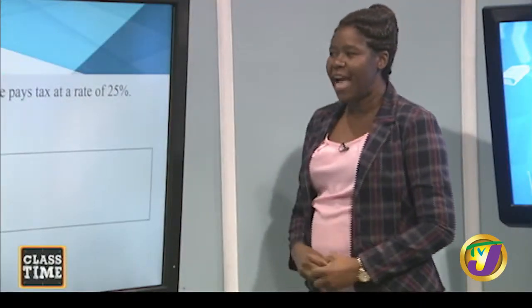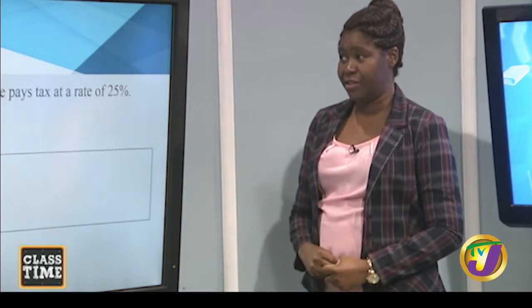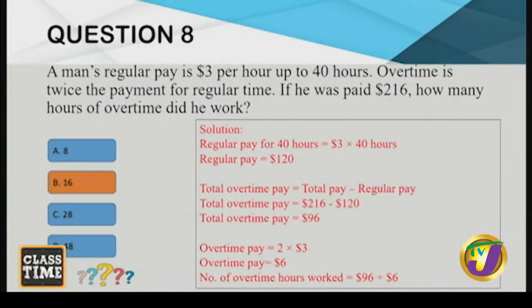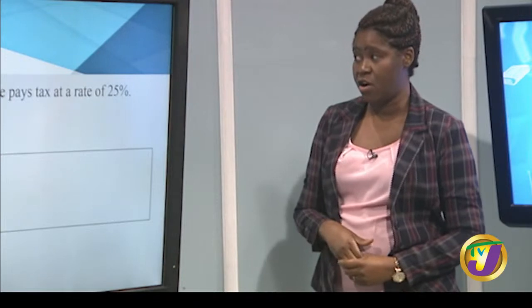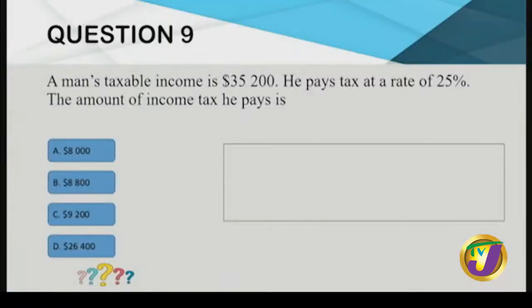A man's taxable income is $35,200. He pays tax at a rate of 25%. The amount of income tax he pays is? So we want to find out how much is 25% of that taxable income, $35,200, that this gentleman will be paying out of his income.